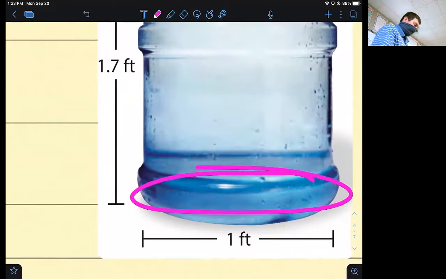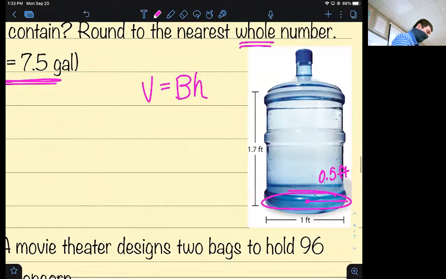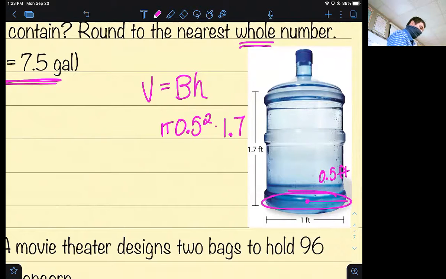So Deegan, if I want to find the area of that circle, can you tell me what the radius of that circle is? Yeah, that's right, 0.5 feet. So pi times my radius squared times my height of the water cooler is 1.7. So Deegan, that's going to give me some decimals, and I don't want you to round anything quite yet, but go ahead and do 0.5 squared times 1.7 times 3.14 and give me all the decimals you give there. Okay, all the decimal places.